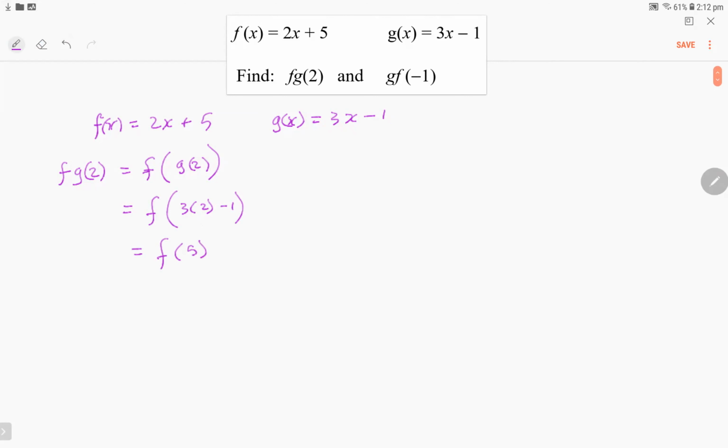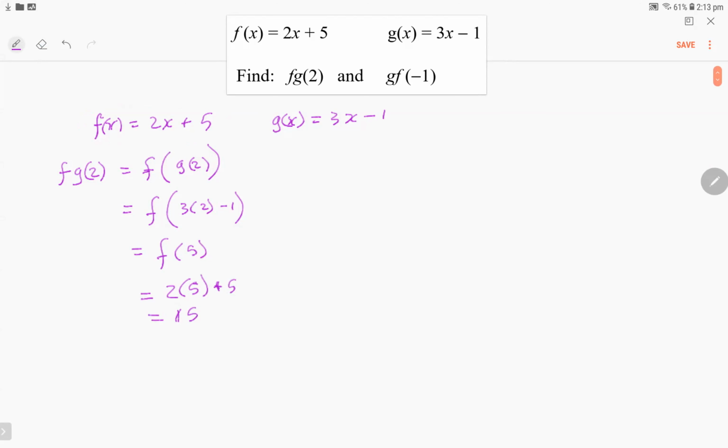Right? And now that we need f of 5, we're going to write f of 5 by putting the 5 in the f function. So we're doing f of 5, 5 in the f function. And so it becomes, we'll write the values, f of 5 becomes 2 times 5 plus 5, which is equal to 15. That is method 1.